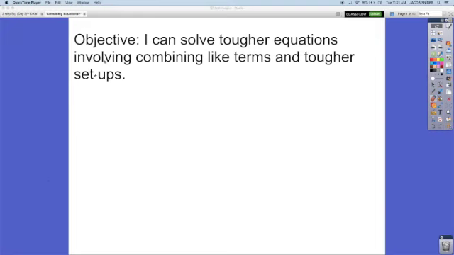All right, if we think back to Monday, we had one-step equations where we just did one thing, right? We might have added or subtracted or divided or multiplied. And then yesterday, we had two-step equations where, guess what? We did two steps.